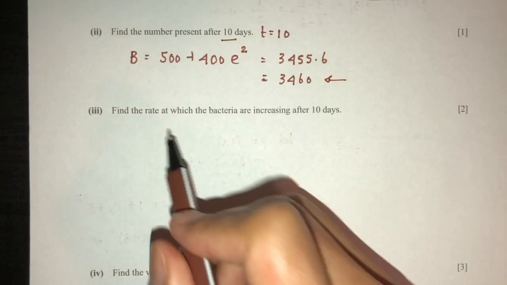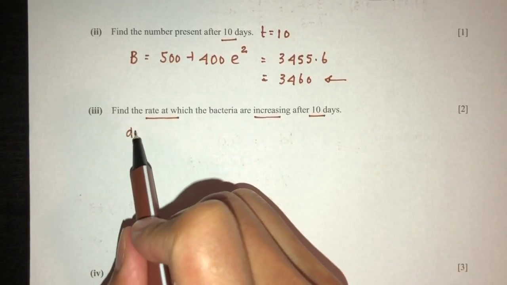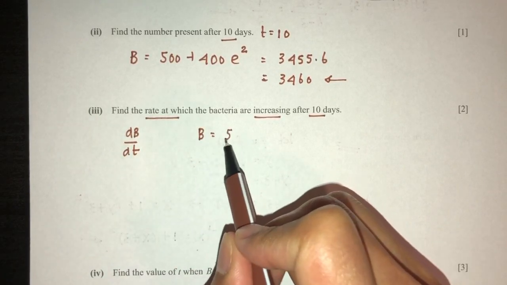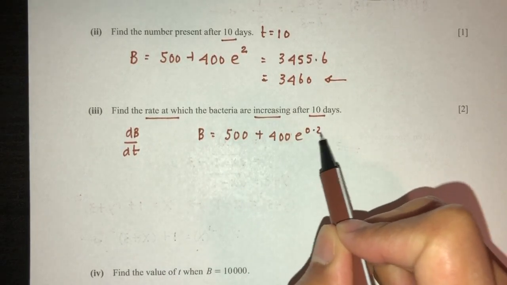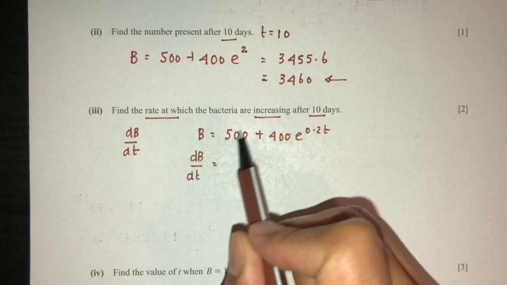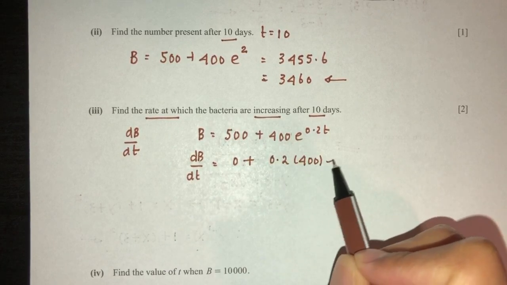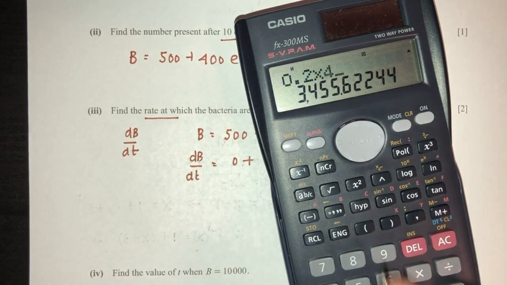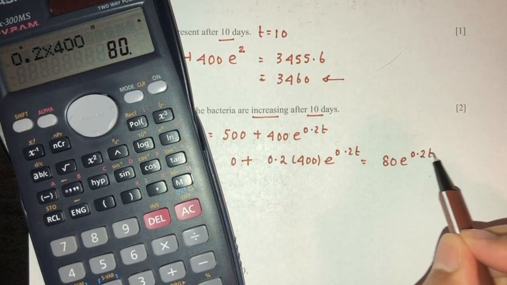Now for part 3, we have to find the rate at which the bacteria is increasing after 10 days. So the rate is always dB by dt. We have B given by 500 plus 400 e^(0.2t). So what is dB by dt? That will be 0 plus 0.2 times 400 e^(0.2t). What is 0.2 times 400? That will be 80, so 80 e to the power 0.2t.